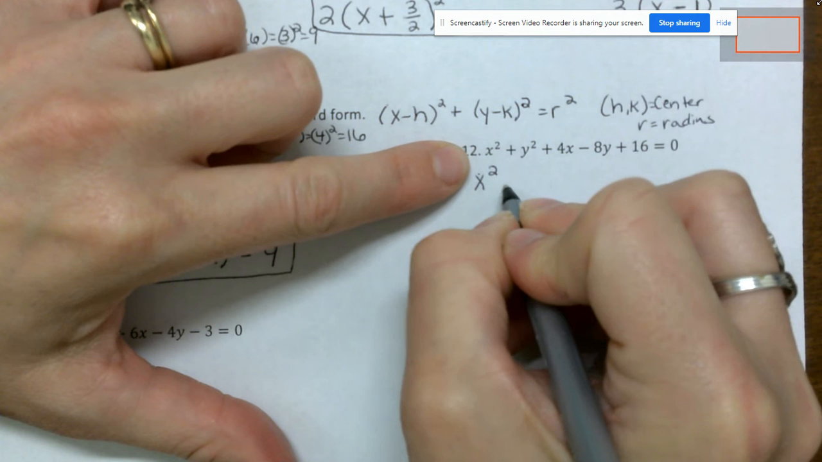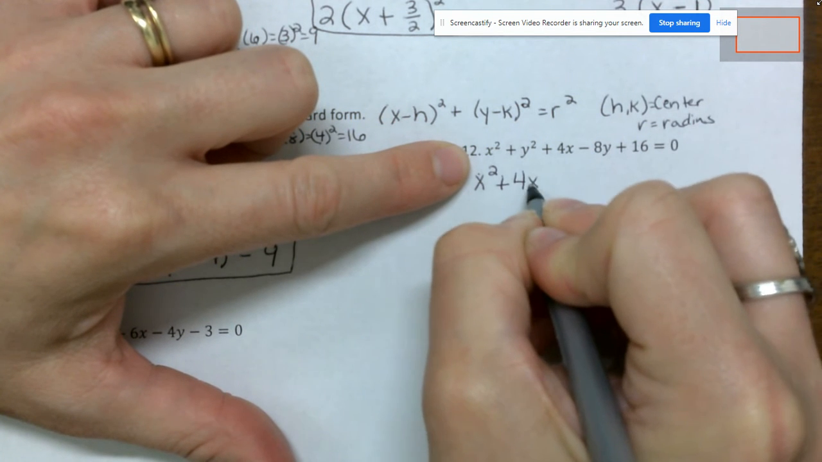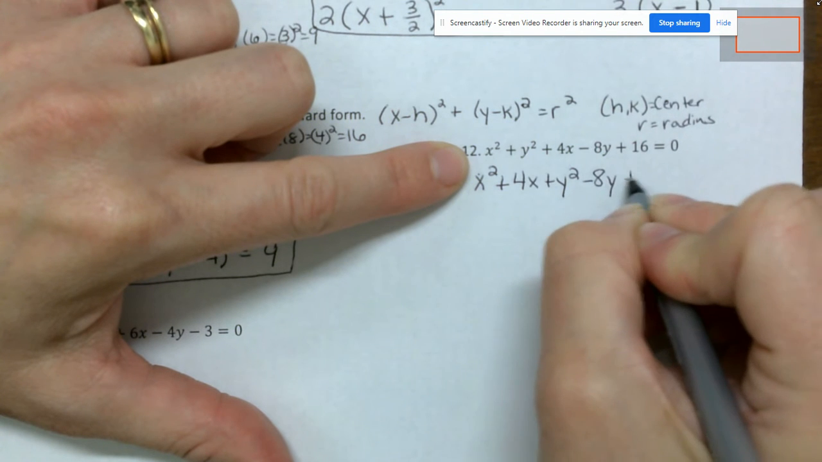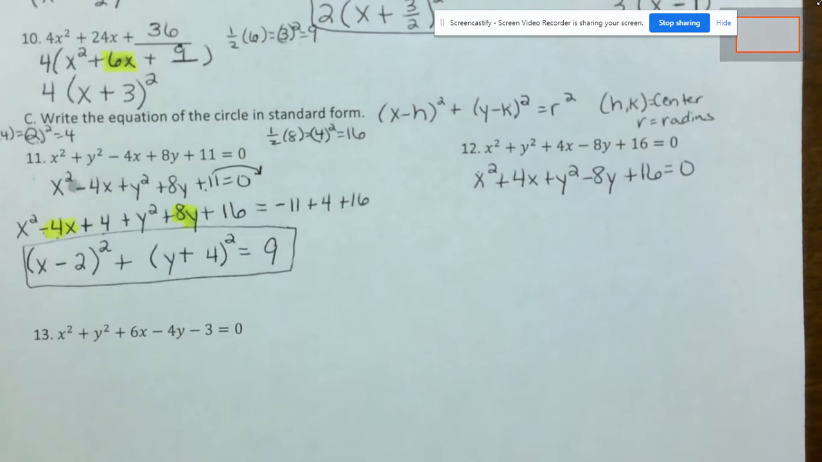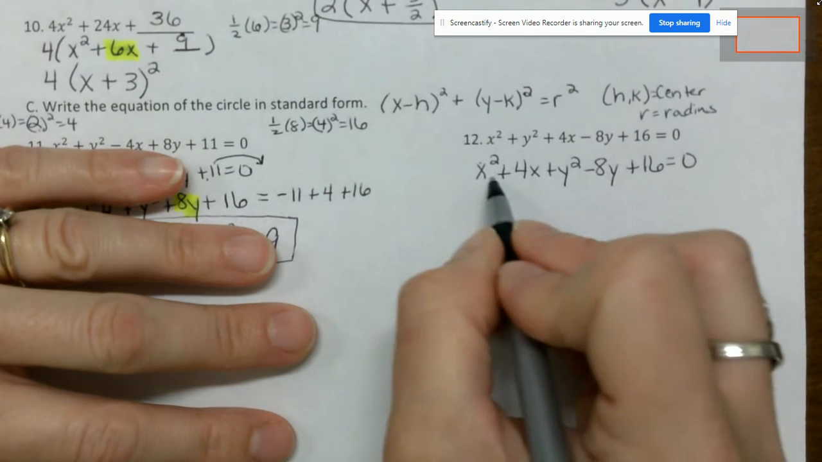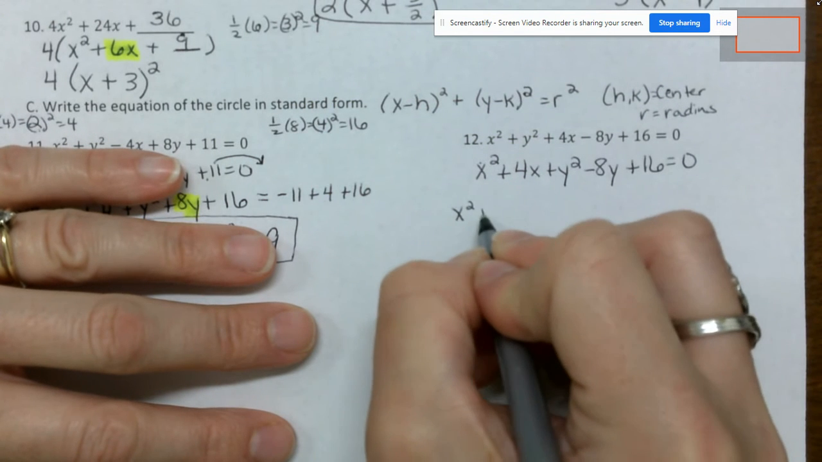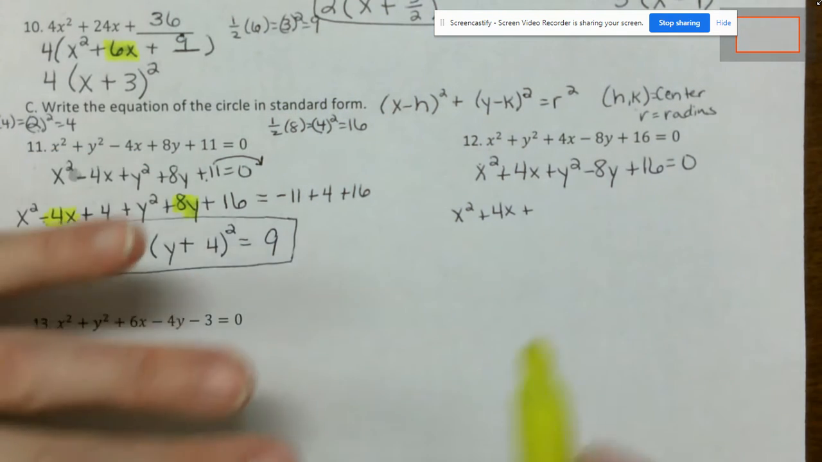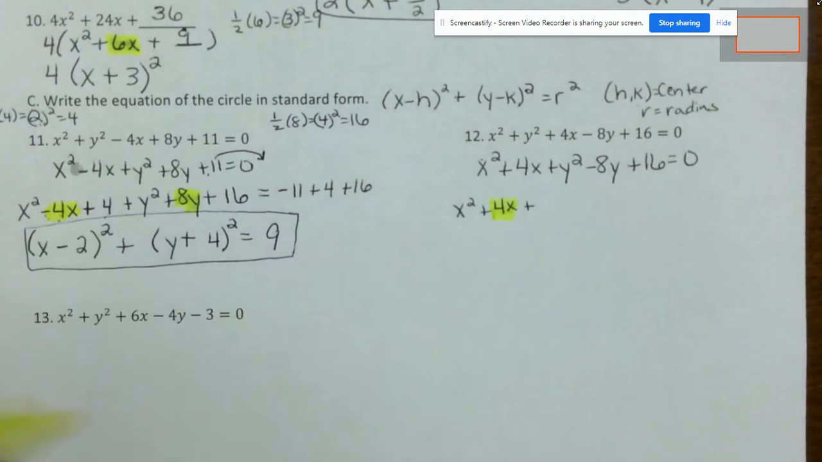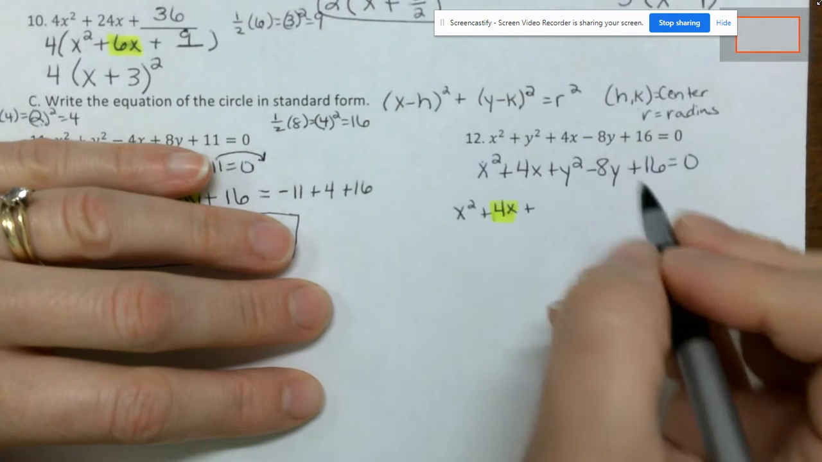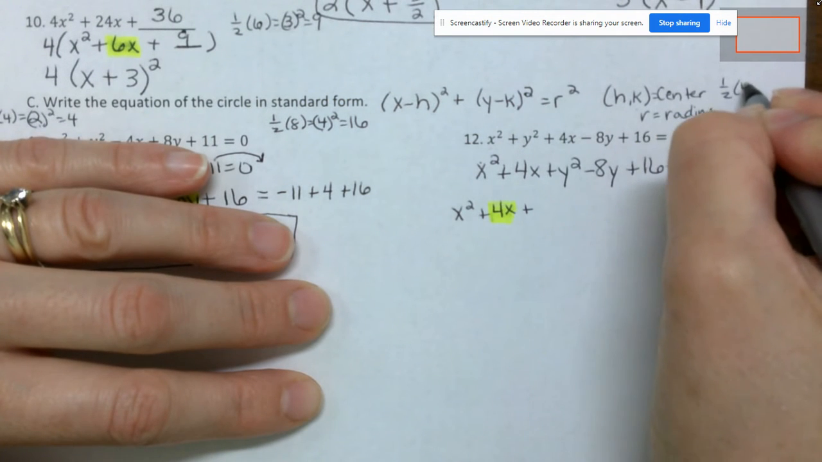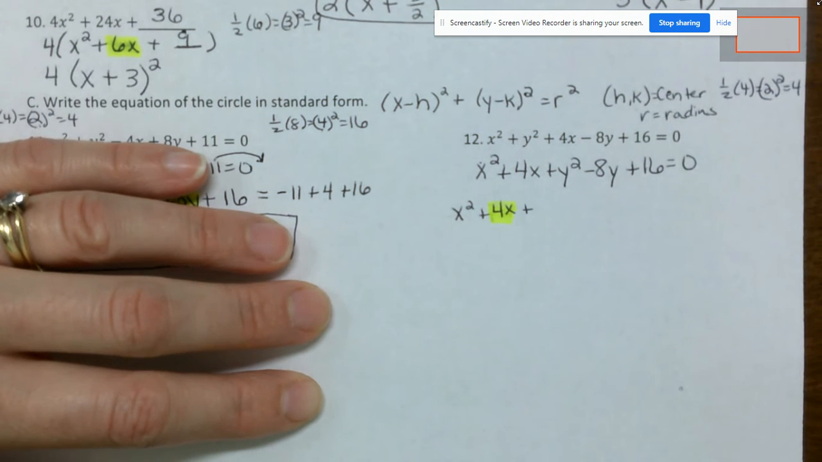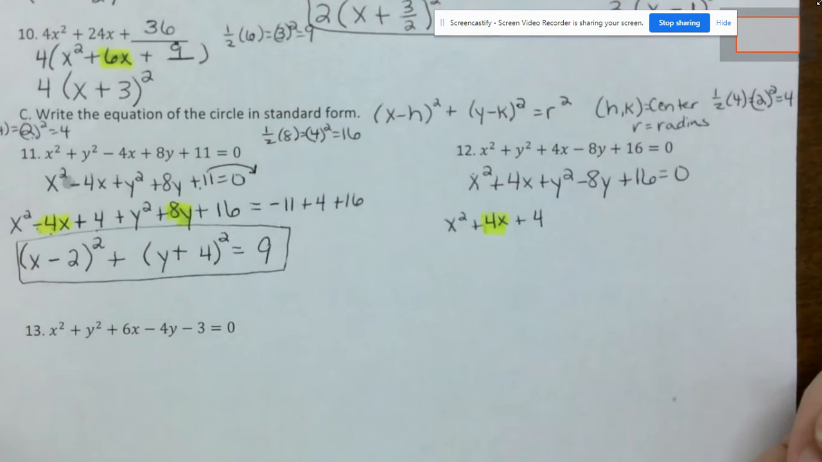So we've got x squared, and then I'm going to do plus 4x, and then plus y squared, and then minus 8y plus 16 equals 0. All right, now we're just going to look at the x's. So x squared plus 4x, what am I going to add in order to make this a perfect square trinomial? So we look at this 4. We take half of 4, which is 2, and square it, which is 4. So we're adding 4 there.